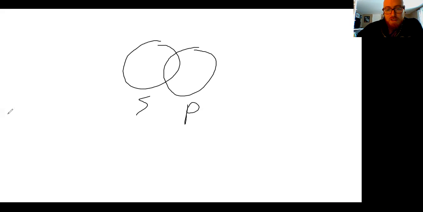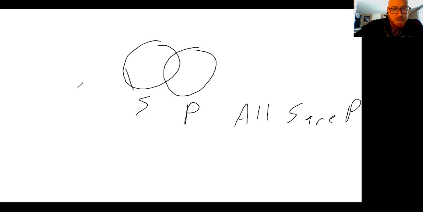So if I have a statement of the form all S are P, that means that every individual member of S is also an individual member of P. Well, if all the S's are P's, every single one of them is going to show up in this middle region, which means that this region over here is going to be empty. So that is why we would shade this region.